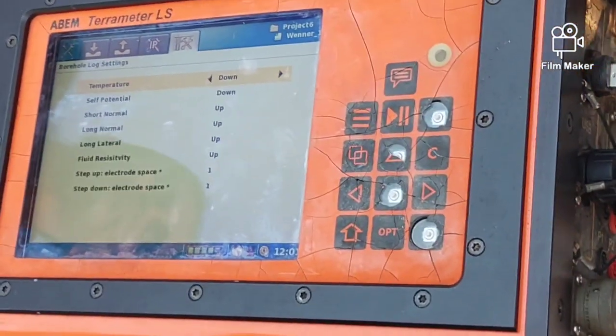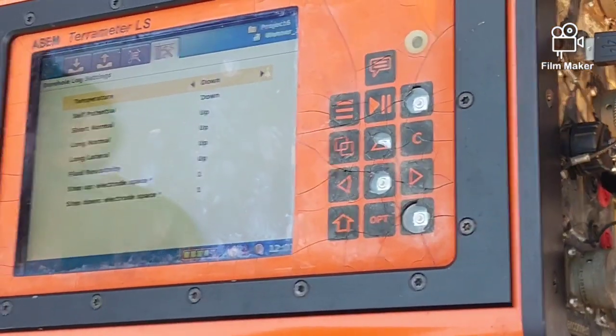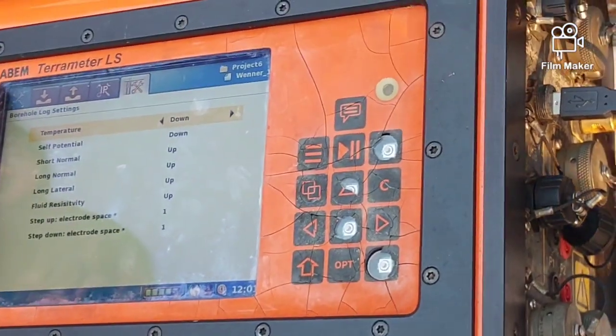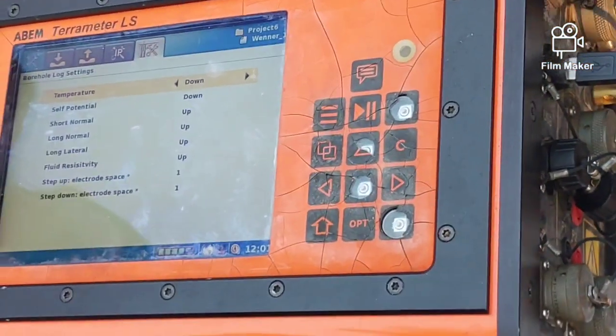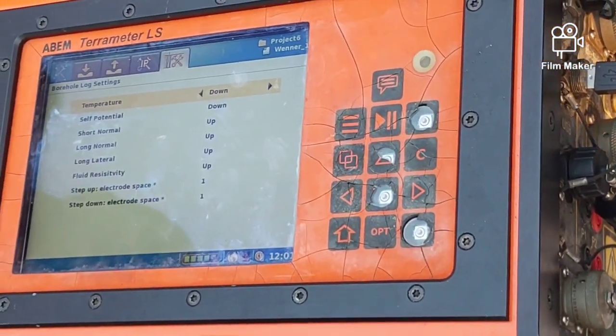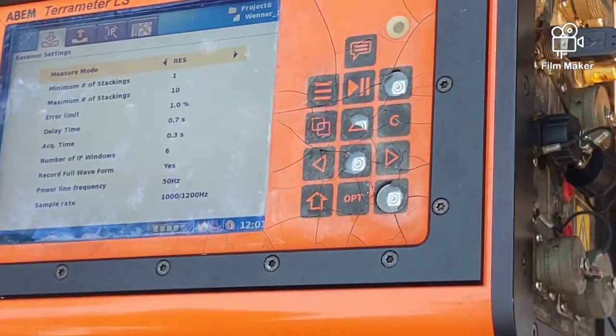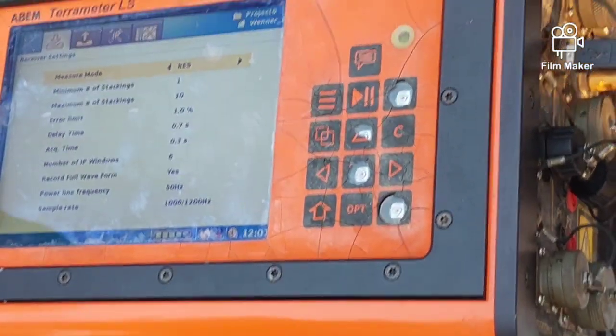This is IP. We are not going to IP. It is borehole logging. You know borehole logging? If you are measuring the resistivity in a borehole, well, then you have to set it. Here it is not there, so we are also leaving it. Okay. Now it is ready to acquire the data. Okay.